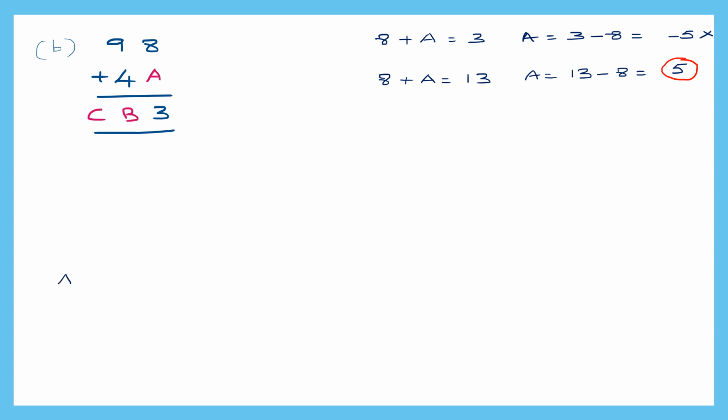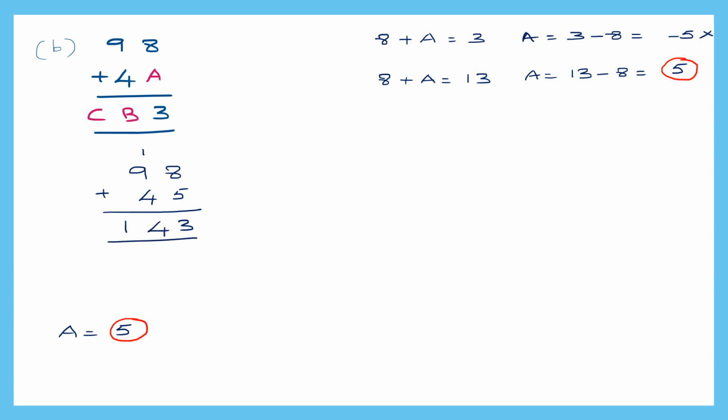A is equal to 5. So let's write that A is equal to 5. Now we're going to substitute 5 in the place of A and see what we get. So here, let's write 98 plus 4, and in the place of A, we just found out what A is, that's 5. Let's add it up. 8 plus 5 is 13. We carry 1. 9 plus 1 is 10. 10 plus 4 is 14.